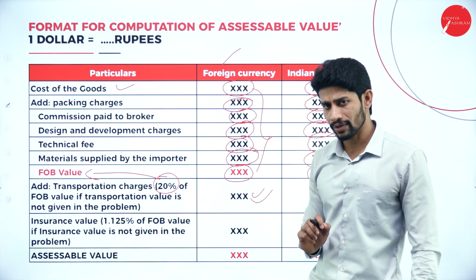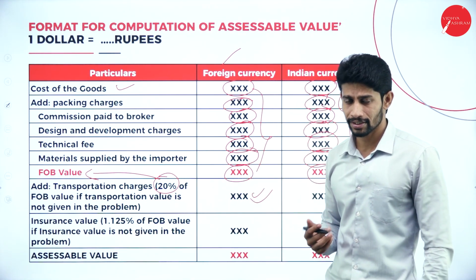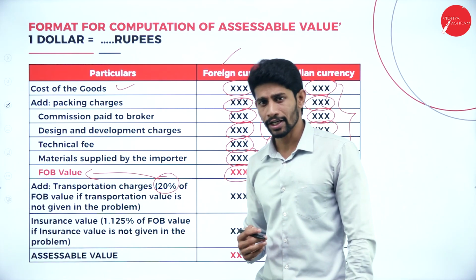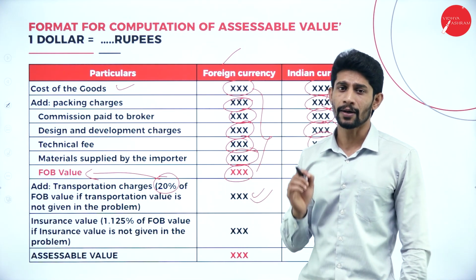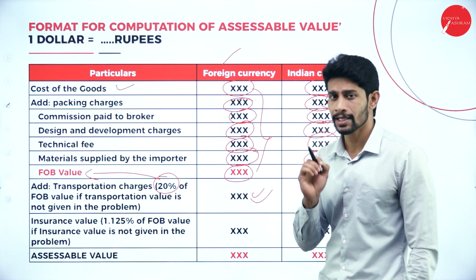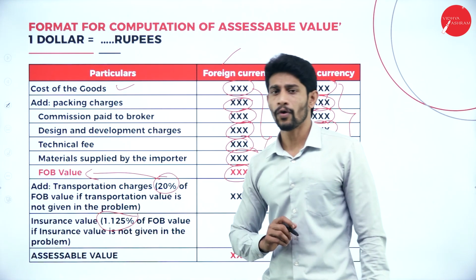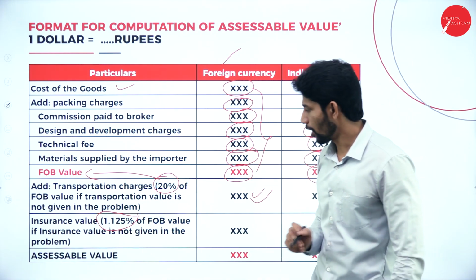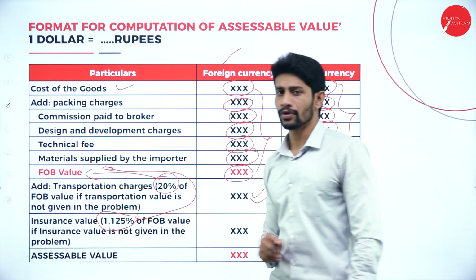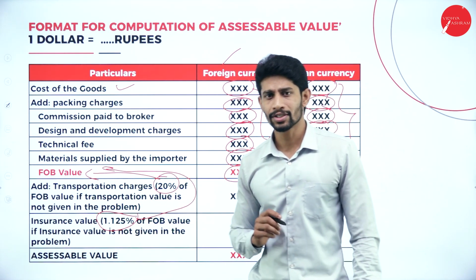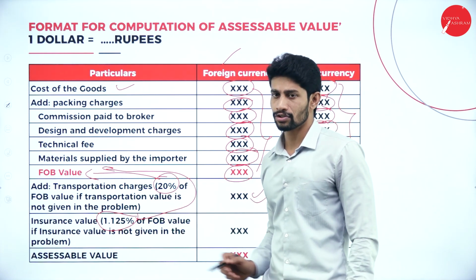See, if the insurance value is given in the problem, like $800 or 100 pounds or 200 euros, then you'll consider the given insurance value. In case the insurance value is not given, we are supposed to take it compulsorily. We are supposed to consider 1.125% of FOB value as insurance value.